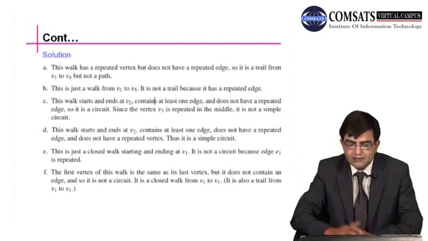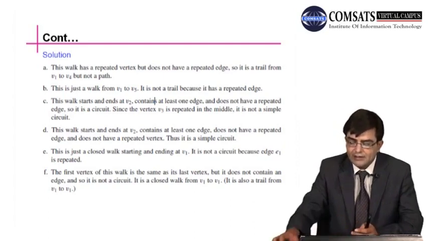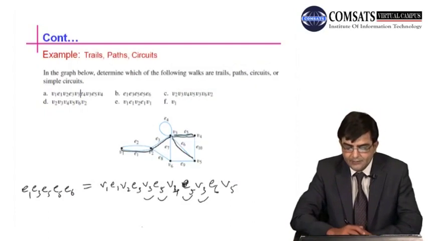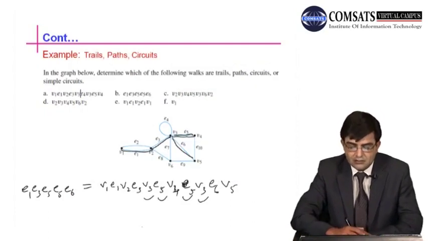It's not a trial because there is a repeated edge and also repeated vertices. So it's just a walk from V1 to V5, because vertices and edges may be repeated only in a walk, not in a trial or a path. In a trial, edges cannot be repeated. In a path, vertices cannot be repeated. Here both edges and vertices are repeating, therefore it's a simple walk from V1 to V5.